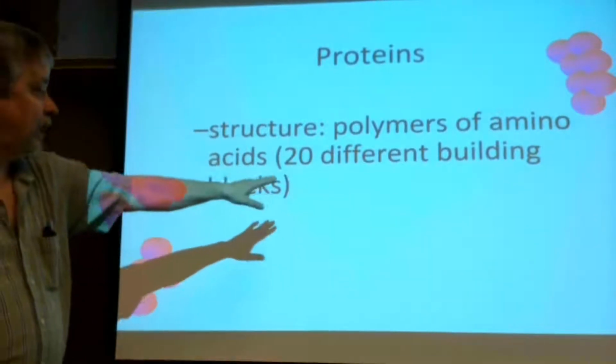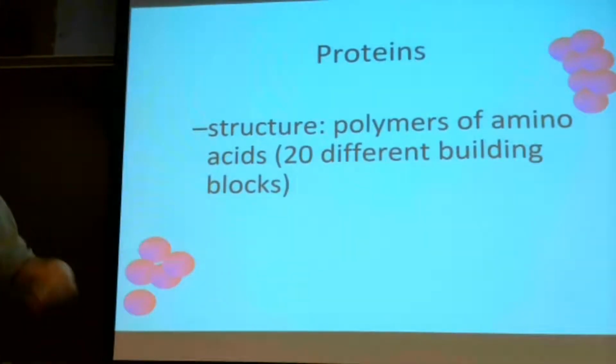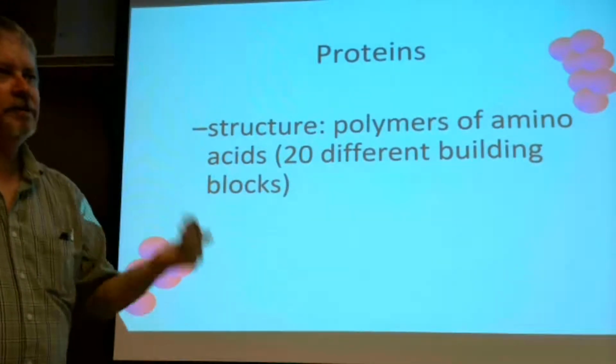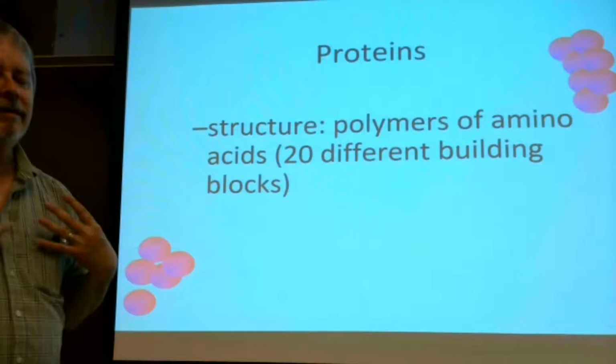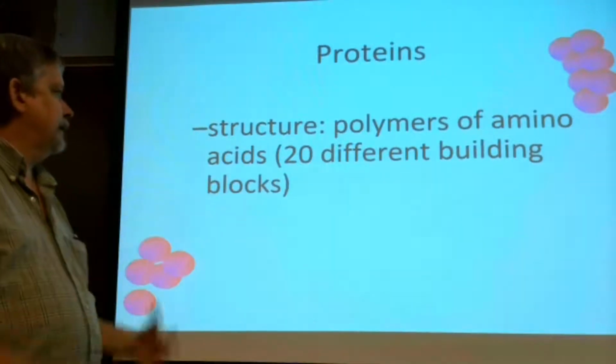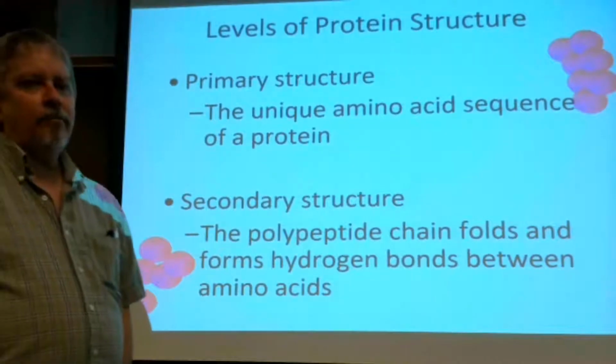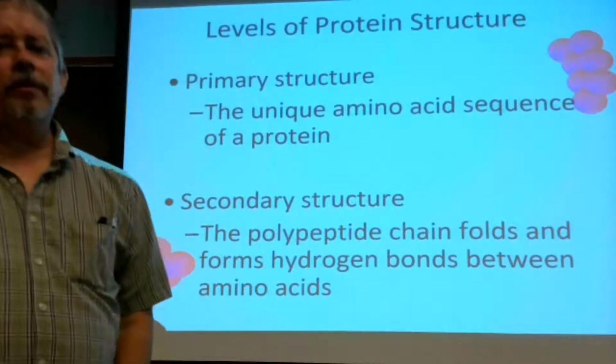There's 20 different types of amino acids in nature. 9 of them are absolutely essential for us to have in our diet all the time to make the proteins that our body needs. There's different levels of protein structure. Now, why is this important?